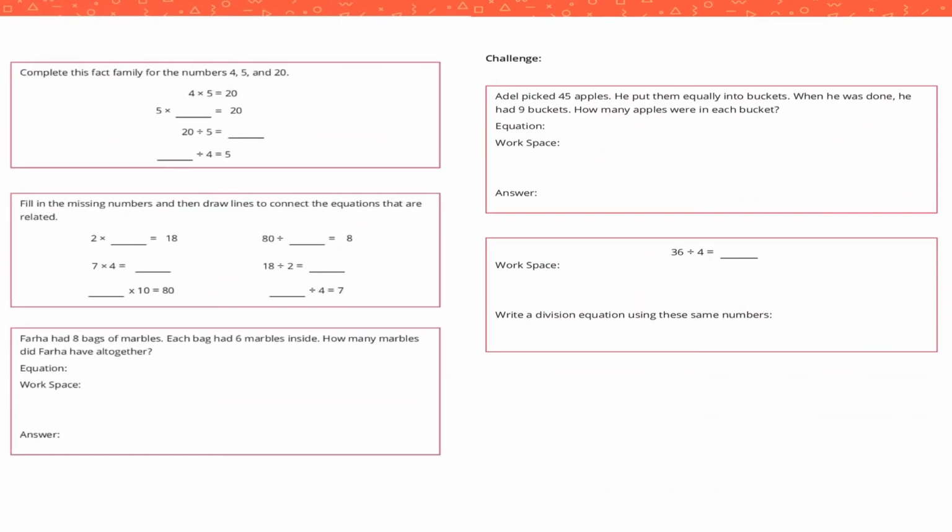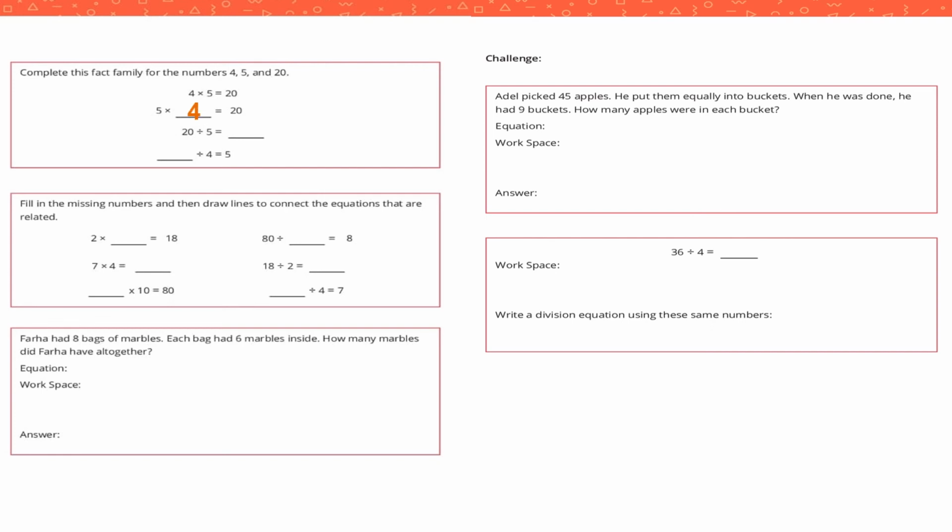Complete this fact family for the numbers 4, 5, and 20. 4, 5, and 20 are 3 numbers related together as a family, and I express them by 4 equations, 2 multiplication and 2 division equations. The first multiplication equation is 4 times 5 equals 20. So the next one will be 5 times 4 equals 20.